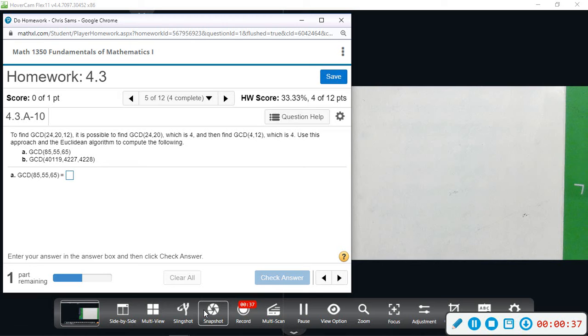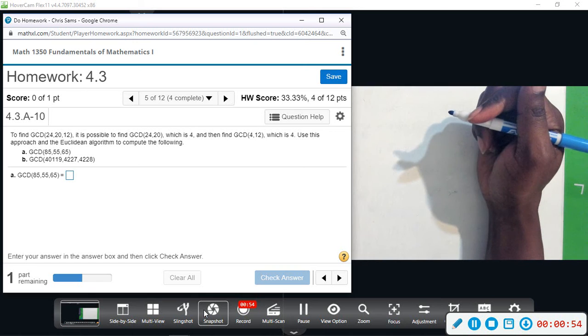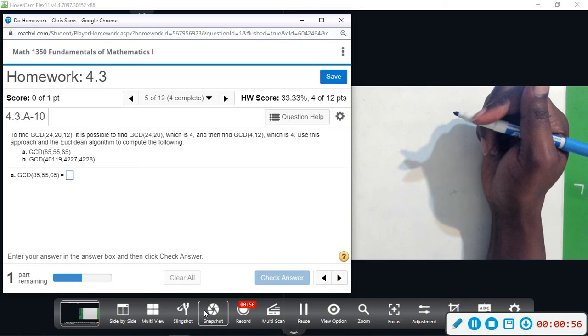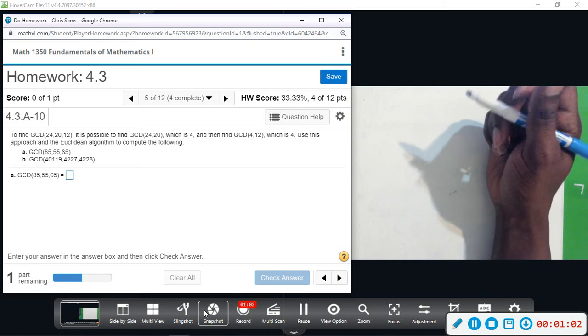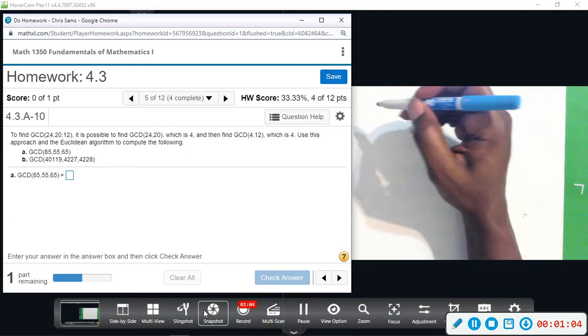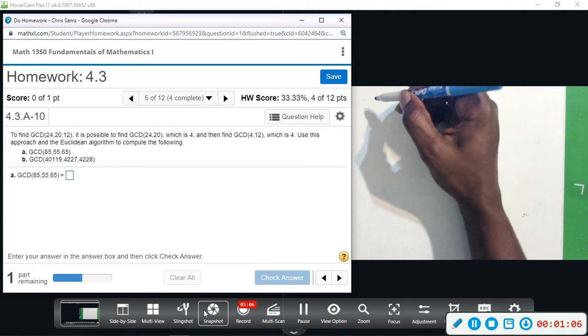So it says it is possible to find the greatest common divisor of 2 of them. Use that greatest common divisor and compare it with the third number. And we want to use that approach and Euclidean algorithm to compute the following. So we're going to find the greatest common divisor of 85, 55, and 65. Okay, so let's just do the Euclidean with 85 and 55. Those are the first two.